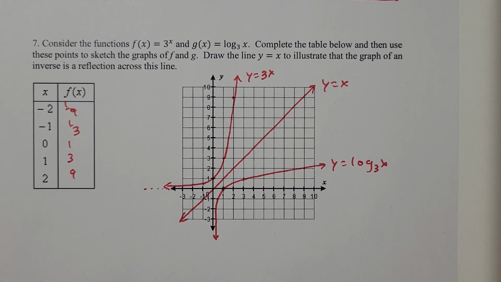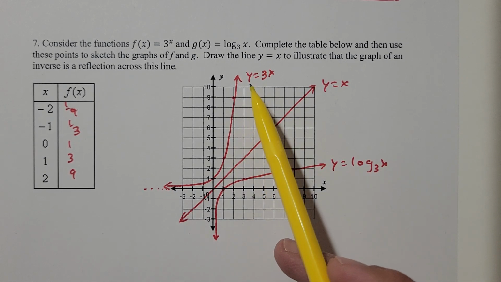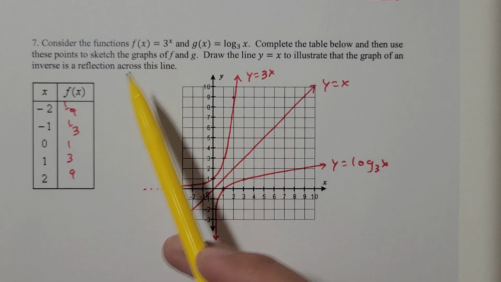Problem 7 says to consider the graphs of f of x equals 3 to the x and g of x equals log base 3 of x. Complete the table below and then use these points to sketch the graphs of f and g. Draw the line y equals x to illustrate that the graph of an inverse is a reflection across this line. So we're going to go ahead and graph y equals 3 to the x first.